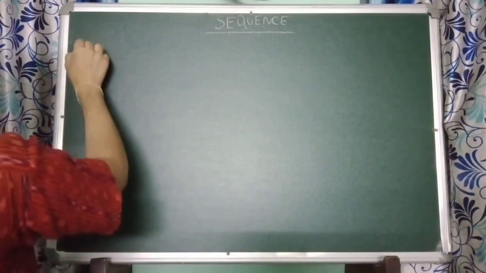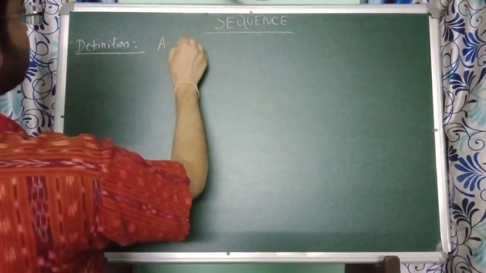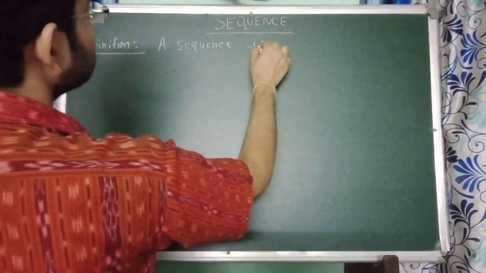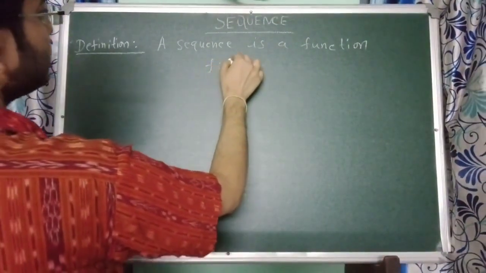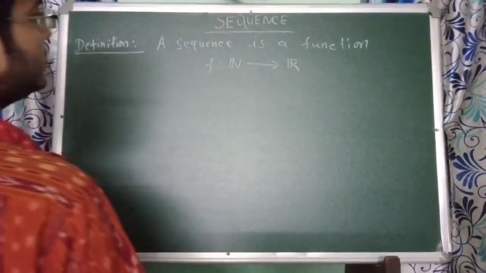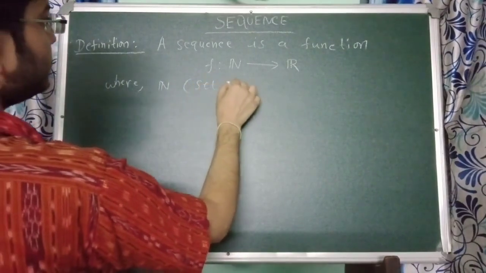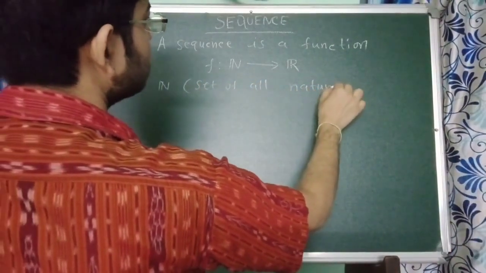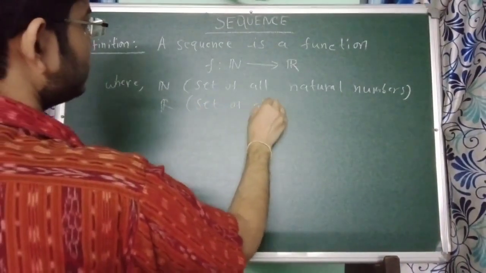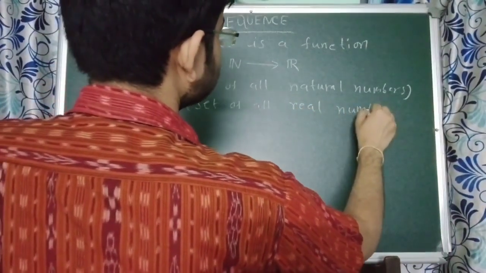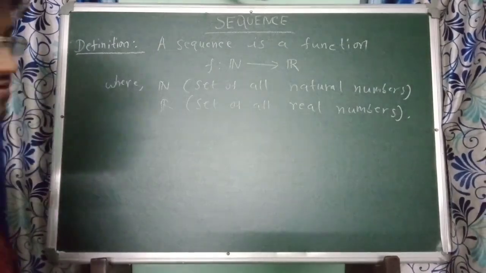First, the definition. The sequence is a function f from the natural numbers to the set of real numbers, where N is the set of all natural numbers and R is the set of all real numbers. So this is the definition of sequence.